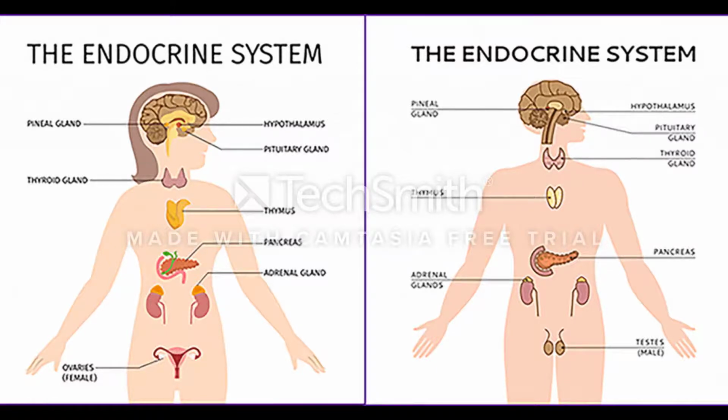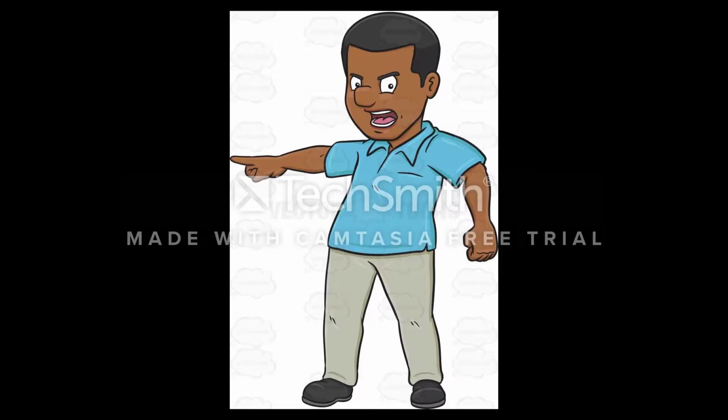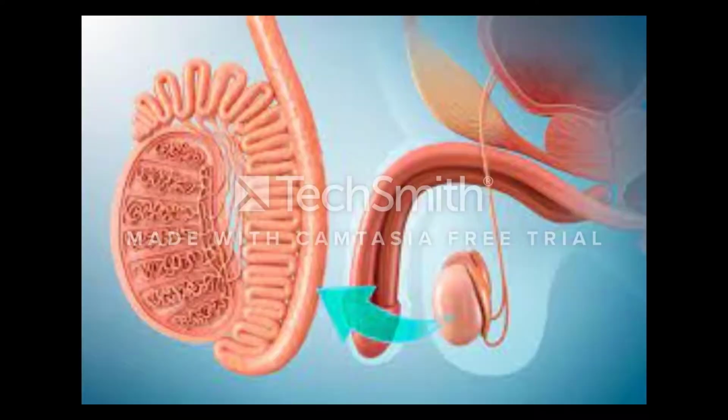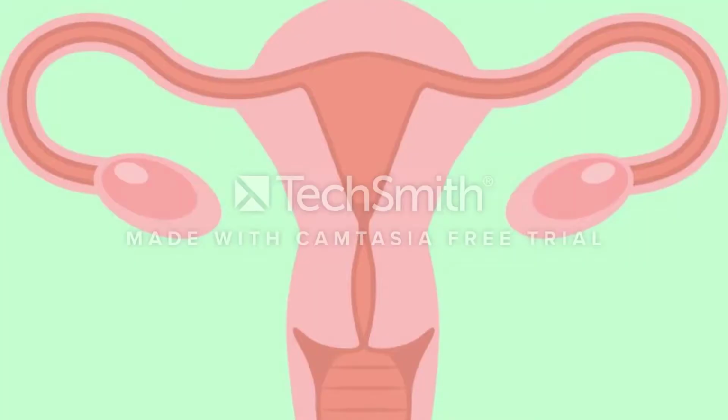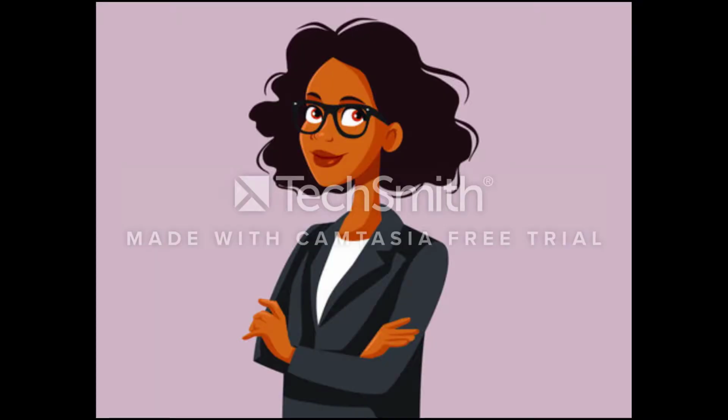The testes are found in males and produce the hormone testosterone, which controls puberty, production of sperm, and male characteristics. The ovaries are found in females, and their main goal is to produce estrogen, which influences puberty and the menstrual cycle. They are also responsible for production of eggs and female characteristics.